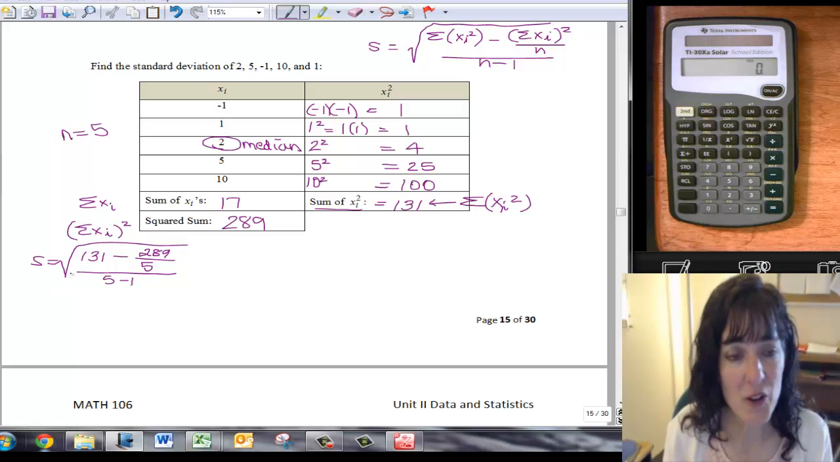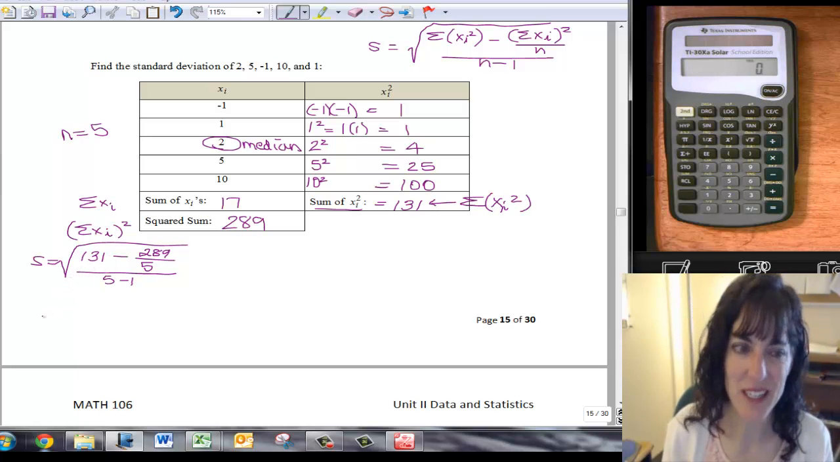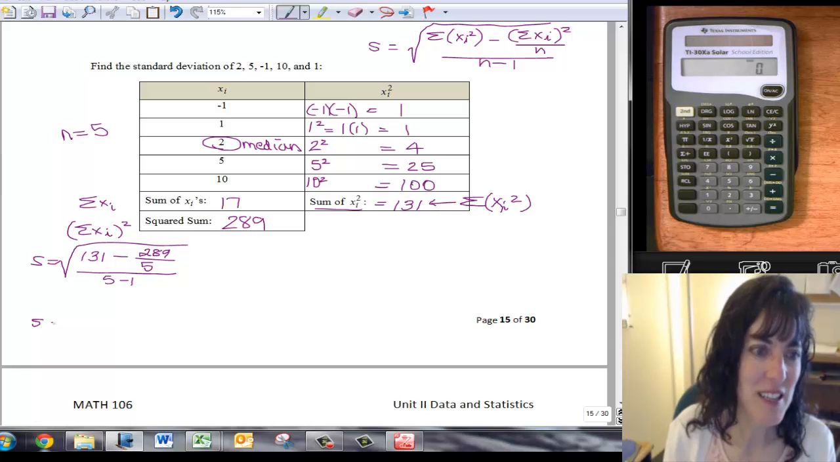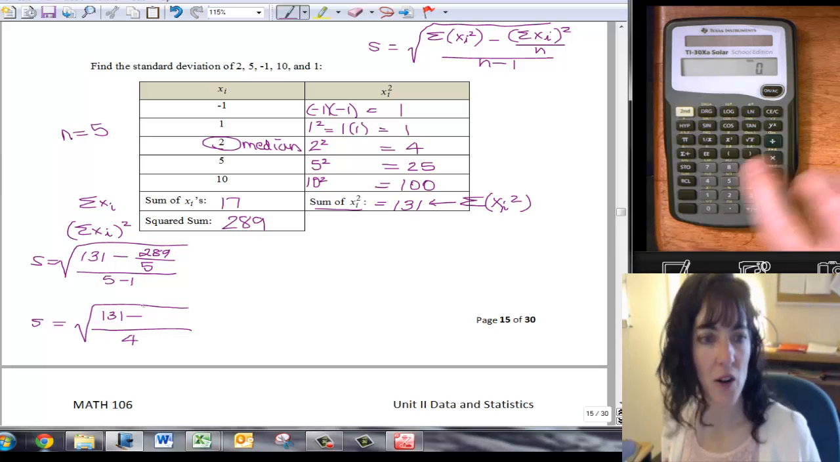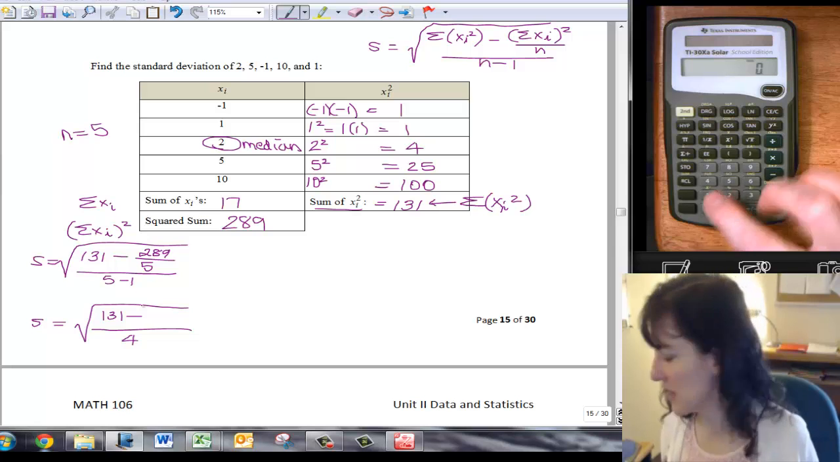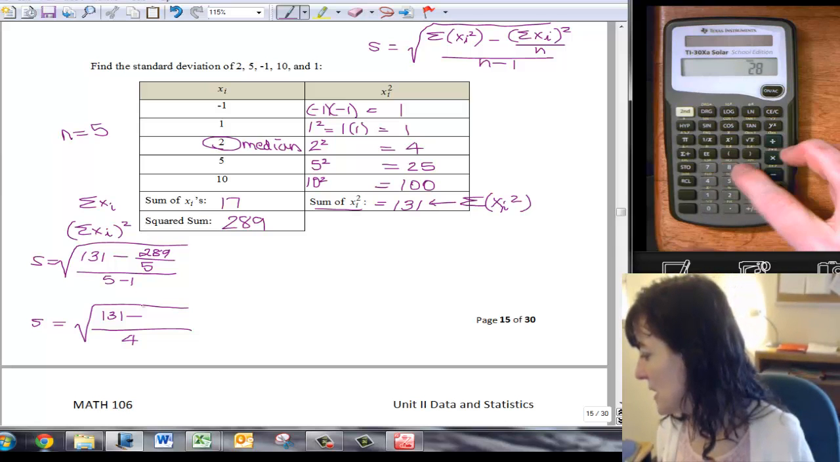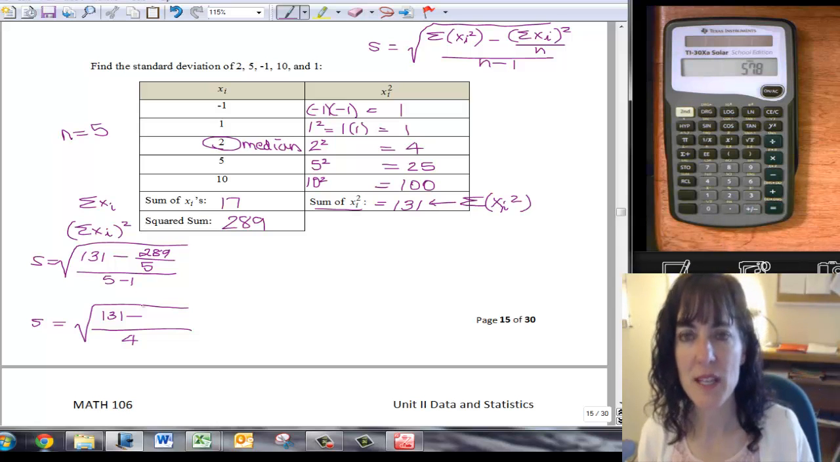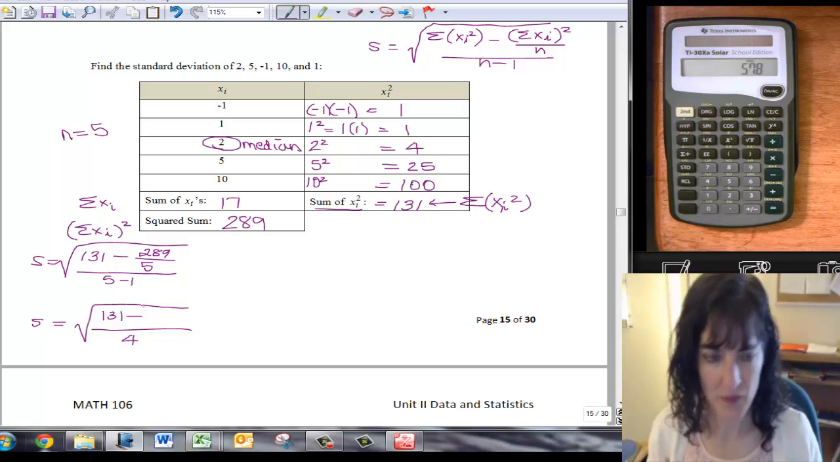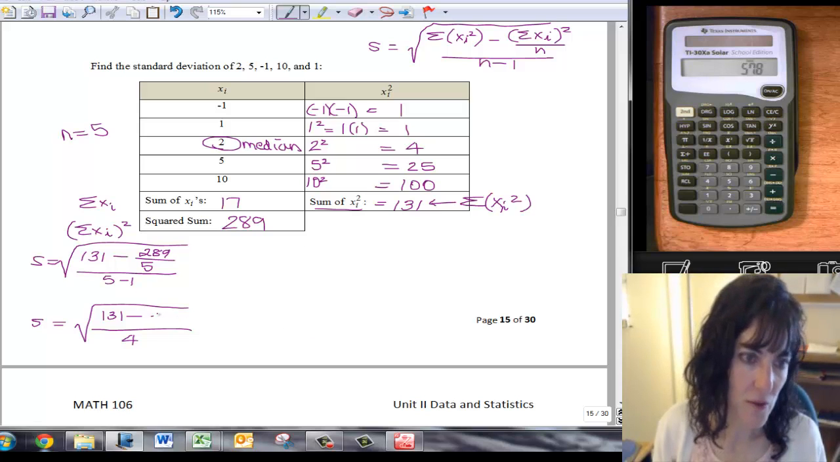Now, some of that I can calculate right away, like that 5 minus 1, I can do that. So my S is going to be equal, big square root, 131 minus, I'm going to just go ahead and put that 5 minus 1 and write down the 4 right there. And then on my calculator, I want to do the 289 divided by 5, so 289 divided by 5 equals, and I get 57.8. So I'll write that in, 57.8.